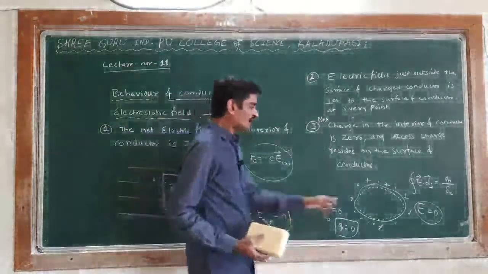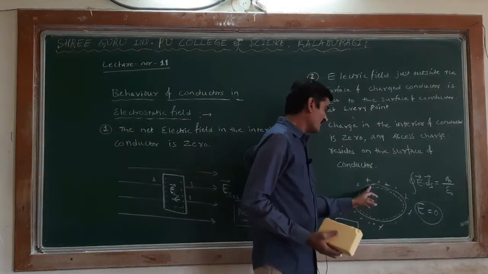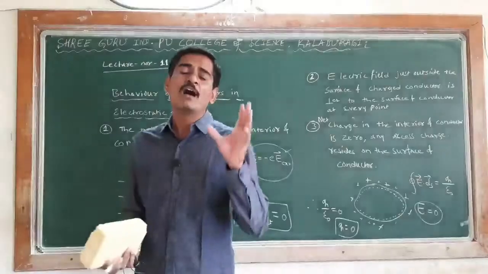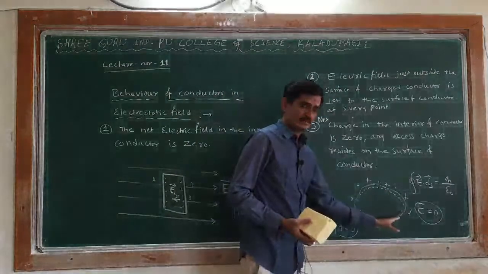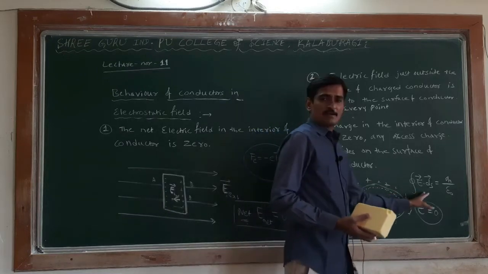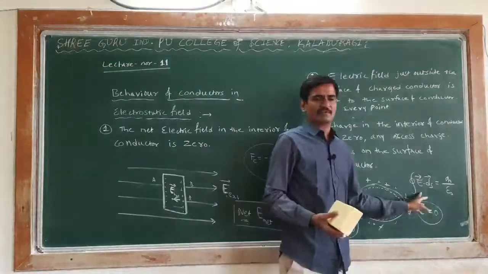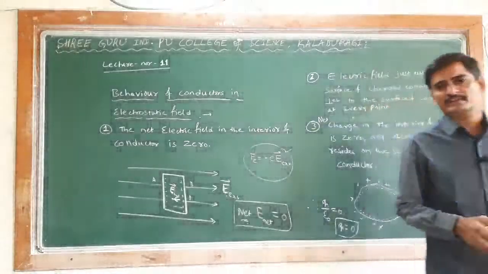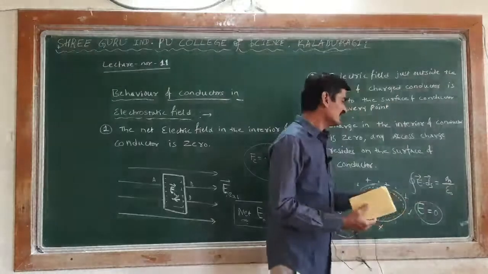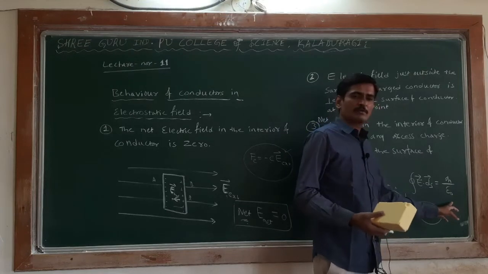So here, let us consider a charged conductor. In this charged conductor, imagine a Gaussian surface just inside the outer surface of the conductor, just below the outer surface. According to Gauss's theorem, the electric flux through this Gaussian surface is given by the integration of vector E dot dS. We studied this in the first chapter: the surface integral of electric field dot dS is equal to q divided by epsilon naught.